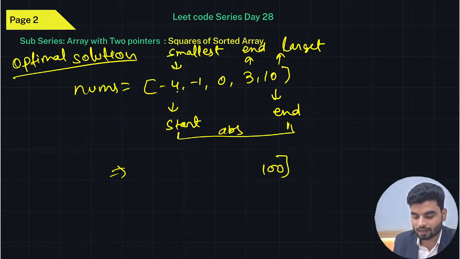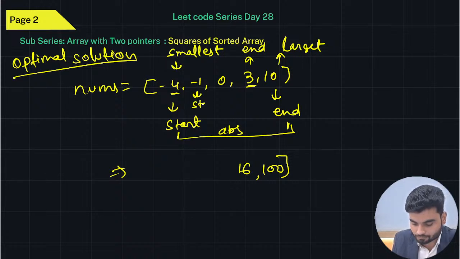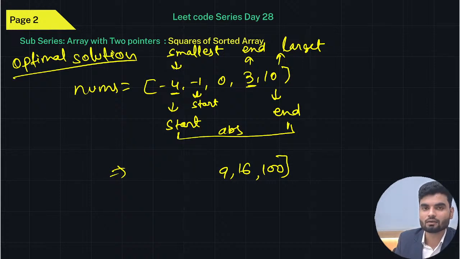Now the absolute value of minus 4 becomes 4. Tell me who is greater, 4 or 3? You'll say 4. So after the 100, you store the square of 4. Now from whichever place you got the value, you move that pointer only, which means your start will come to minus 1, and you take the absolute value. So this is 1, this is 3. Which is larger? 3 is larger, so you store the square of 3, that is 9, and whichever place you got the value from, you move that pointer only.